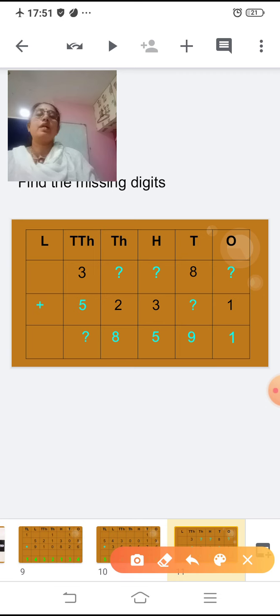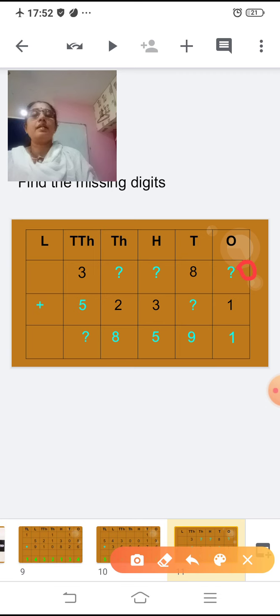Now here see, in the ones column a question mark is there, 1 is written, and the answer in the sum column in the ones place is written as 1. So which number, if you put in this question mark place, will give you the answer 1? Correct? Now you all know any number added to 0, the number remains the same. So if I write 0 here, that means 0 plus 1 will give me 1. Correct?